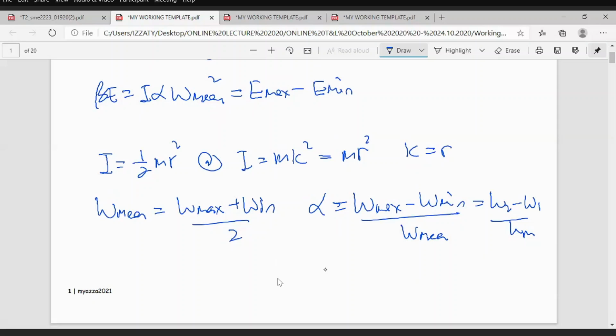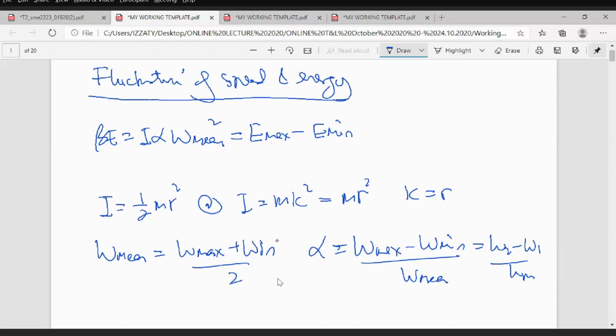So what else? Beta E. Beta, if beta stands alone, is also a coefficient. It is the coefficient of fluctuation of energy. E remains the energy, and this E max and E min is basically the energy generated by the source, and the other one is the energy required by the receiver, for example. Okay, this is the only equation.